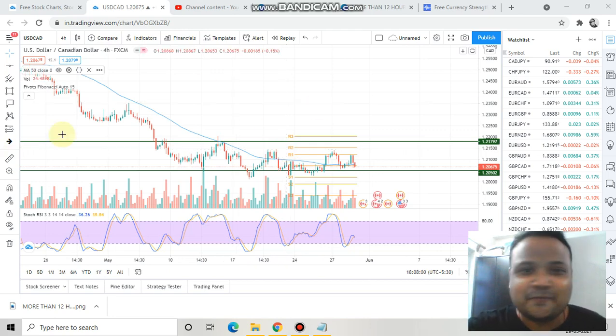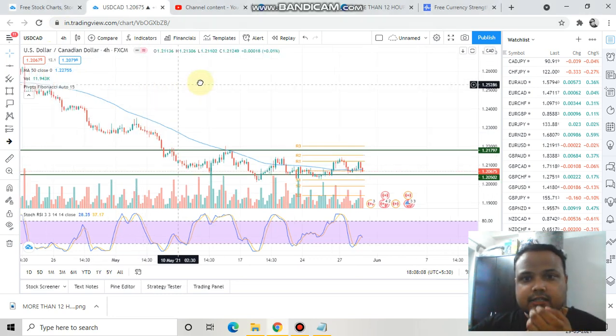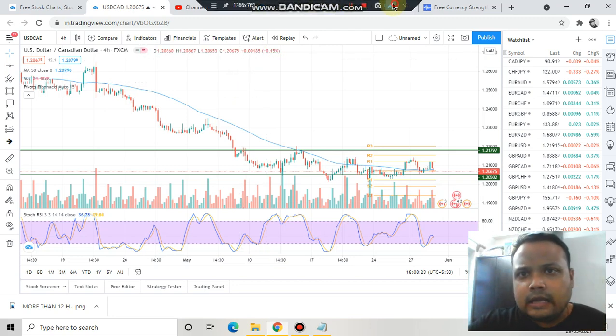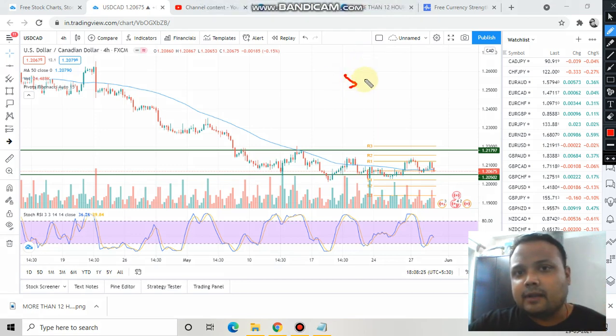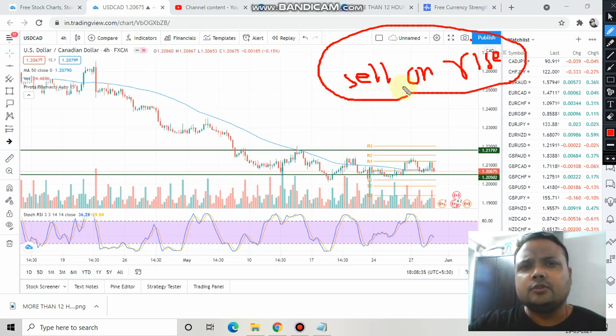So let's get started. This is the chart of USD CAD, US dollar, Canadian dollar, and you can see I am in the 4 hours time frame. If we just look at the chart, then we can easily see that market is in downtrend. There is no doubt about it. And as we all know, trading in a trending market is always easier in comparison to sideways or range bound market. In this kind of market, the strategy is always simple. It's always sell on rise. So whenever market will be going up, we just need to short the market.